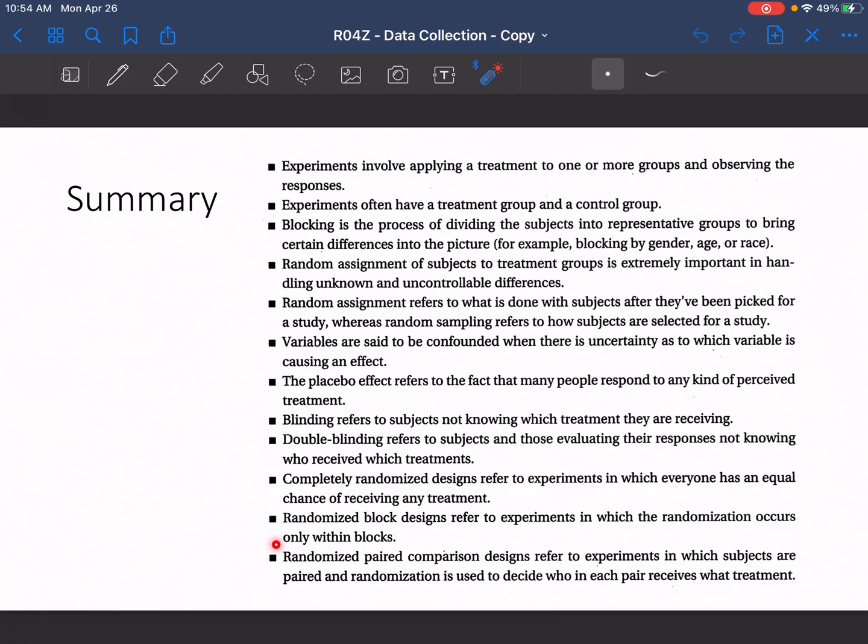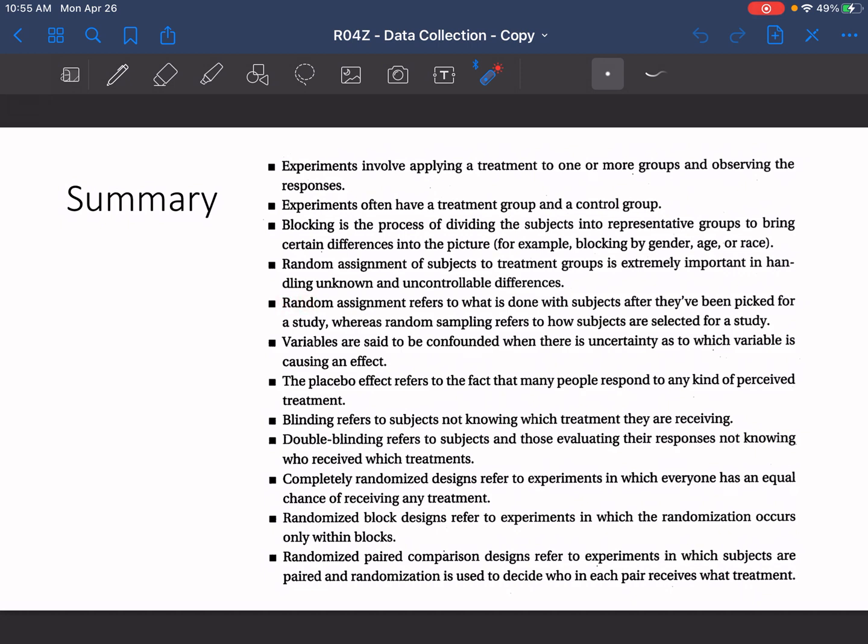And so, just a rehash on this experiment stuff, or data collection by experiments. Experiments involve applying a treatment to one or more groups and observing the responses. Experiments often have a treatment and a control group. Blocking is the process of dividing those subjects into representative groups by bringing certain differences into the picture. For example, blocking by gender, age, race, etc. Random assignment of subjects to the treatment group is extremely important in handling unknown and uncontrollable differences. So we use random assignment to make sure that we don't run into any bias type issues or problems.